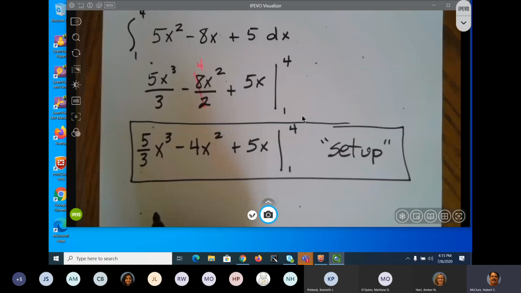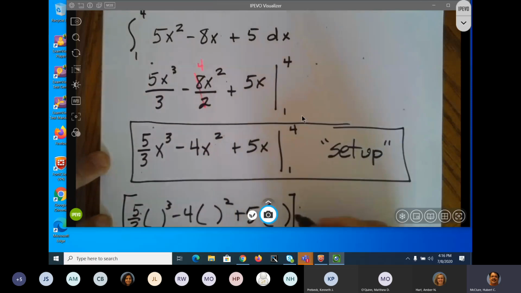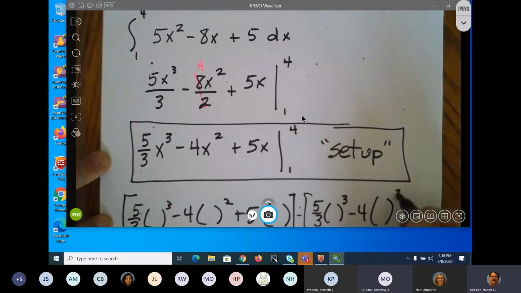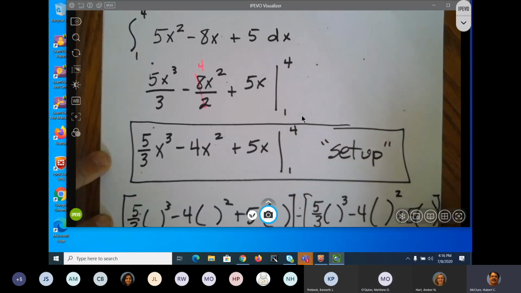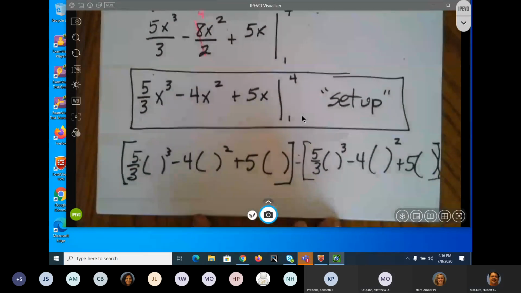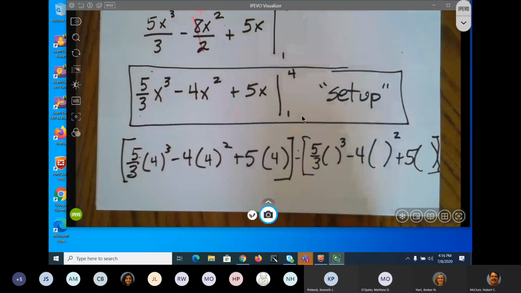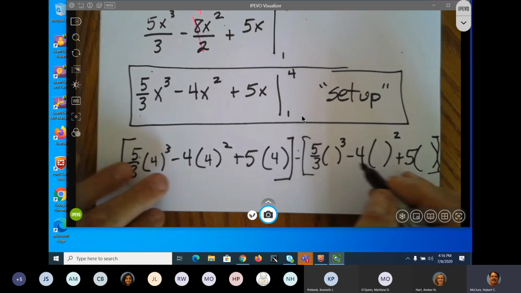5/3 parentheses cubed minus 4 parentheses squared plus 5 parentheses, minus 5/3 parentheses cubed minus 4 times parentheses squared plus 5 parentheses. Now I'm ready to plug and chug. 4, 4, 4, 1, 1, 1.